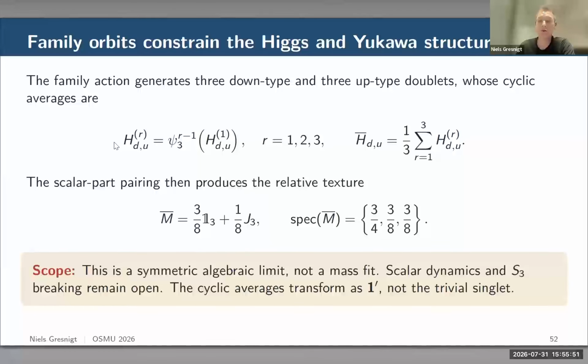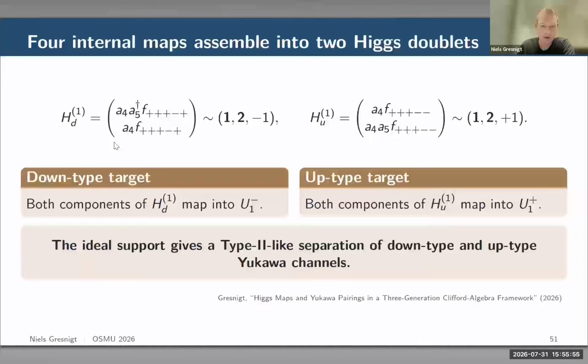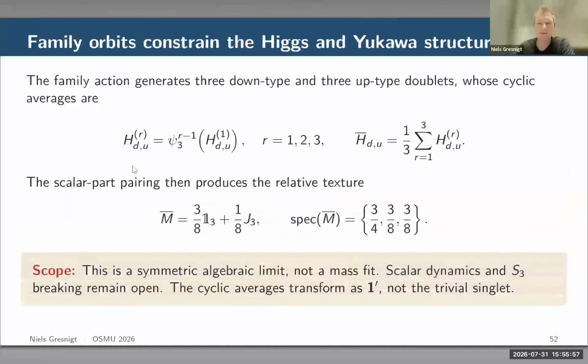Actually, that's not true. Under Psi3, because they change sign under epsilon, they're actually in the 1' representation of S3. But these two here, they are singlets of S3. And then you can work out the scalar part pairing.